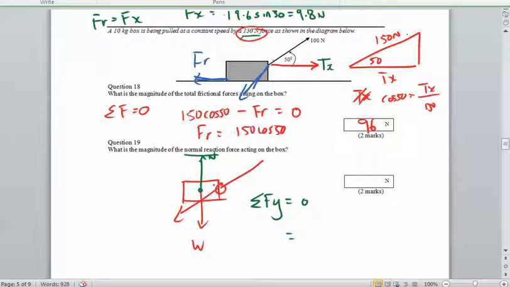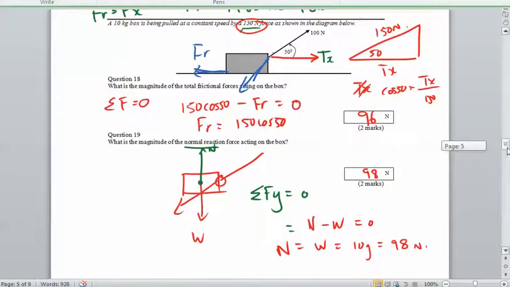The two forces at the center of mass are weight and the normal reaction force, and they equal 0. So if we take the normal reaction force, take away the weight, that equals 0. So our normal force is actually the weight force. And weight is equal to mg, which is 10 times g, which is 98 newtons. 98 newtons. All right.